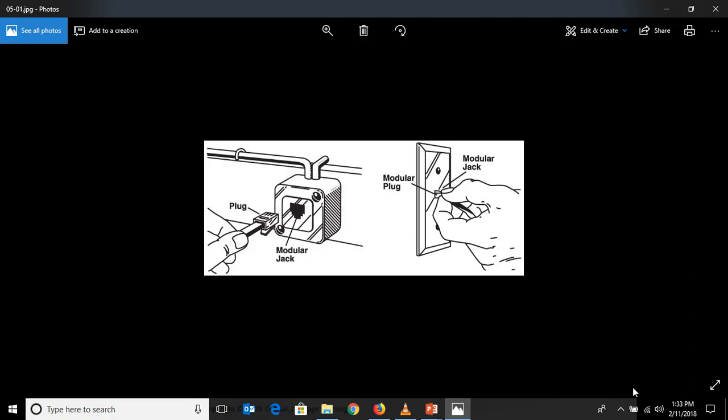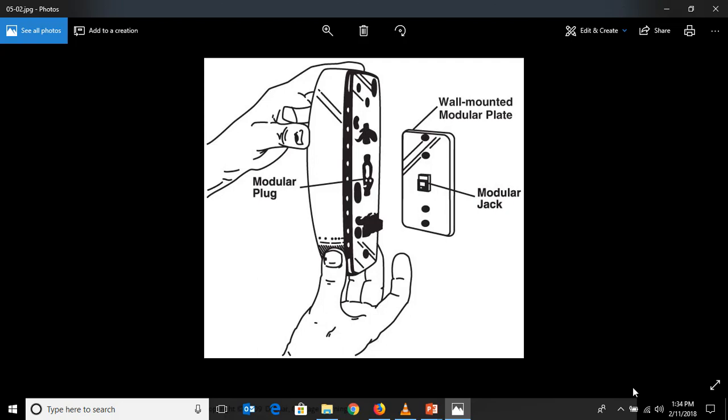Then we have a connecting block, which are wall-mounted phones that have a pair of slots and a sliding connector or modular plug on the back, and the phone is attached to a connecting block on the wall, which has 2 rivets that fit into the slots and a modular jack that accepts the plug, and it just allows it to be mounted on the wall in that way.